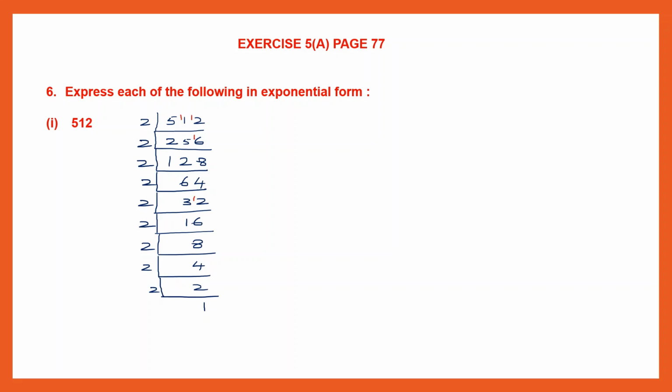Let's count the number of 2's. 1, 2, 3, 4, 5, 6, 7, 8, 9. So that means 512, when you write it in the exponential form, is 2 raised to the power of 9. As you can see in the prime factorization method, when we kept dividing the numbers by 2, we got 9 2's. So 2 raised to the power of 9 will give you 512.